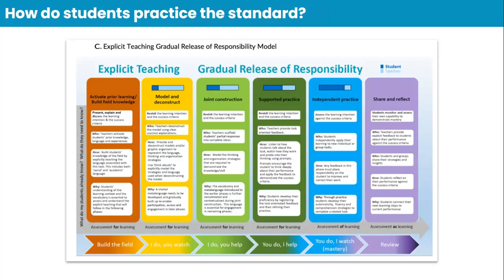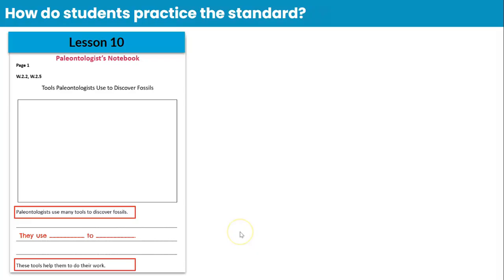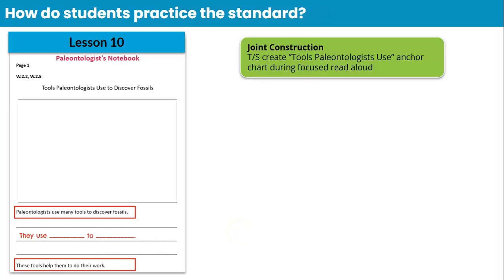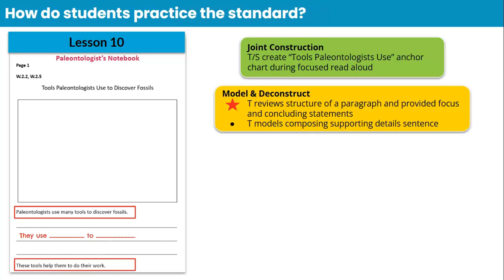You can see on the screen the different phases of gradual release. These phases are embedded in the teacher-student actions of our lessons this week. Each of the 3 lessons begins with the joint construction of an anchor chart during the focused read aloud. In lesson 10, the teacher and student begin the tools paleontologists use anchor chart. Next, the teacher reviews the structure of a paragraph. It's important to note here that the focus statement and conclusion for lesson 10 are provided for students.